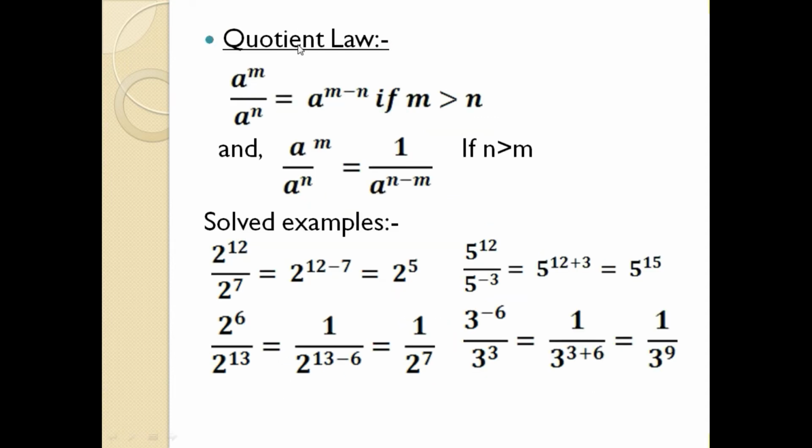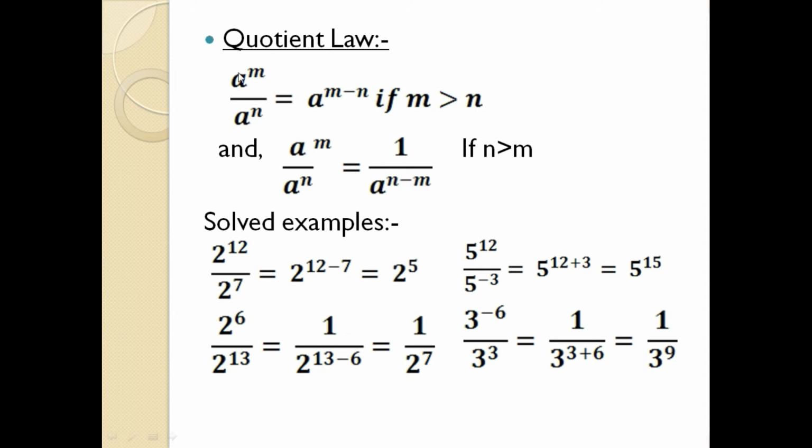Here this is the quotient law. a raised to m divided by a raised to n, so finally a raised to m minus n, but the condition is that m should be greater than n. But suppose n is greater than m, then what will we do here? a raised to m divided by a raised to n, because n is greater than m, is equal to 1 upon a raised to n minus m. Understood?